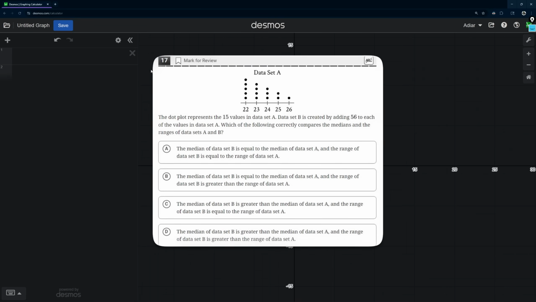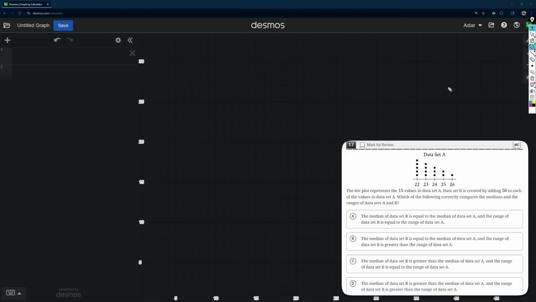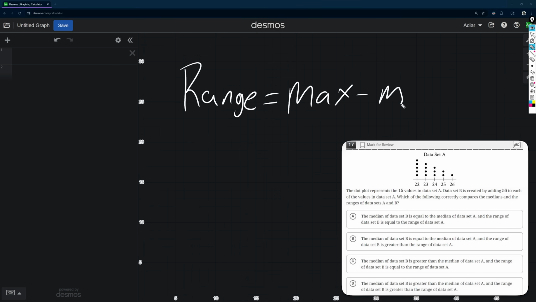Okay, this question says the dot plot represents the 15 values in dataset A. Dataset B is created by adding 56 to each of the values in dataset A. Which of the following accurately compares the medians and the ranges of dataset A and B? So first I want to define what a range is, which most of you should know, but if you don't, that's okay. So the range is just equal to the maximum value minus the minimum value.